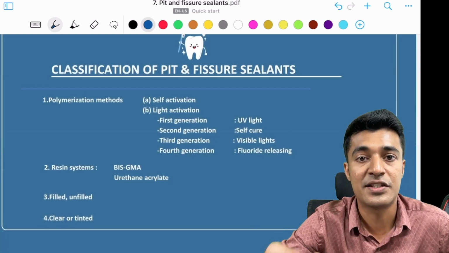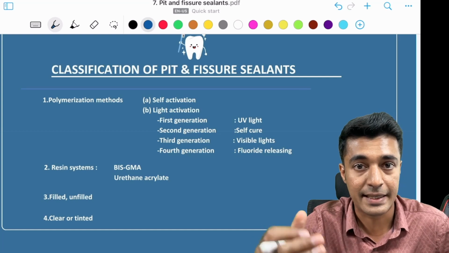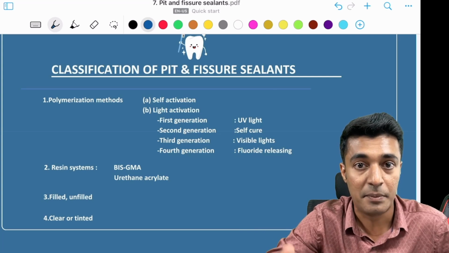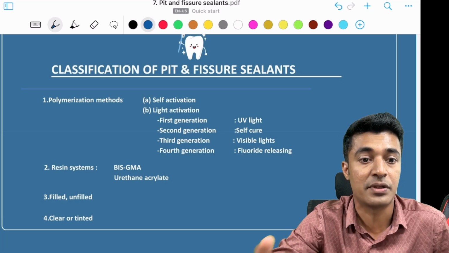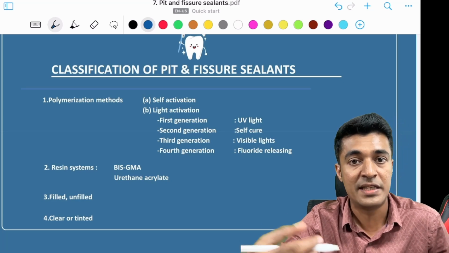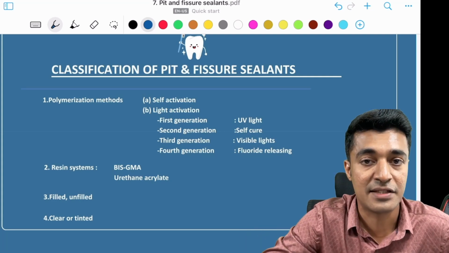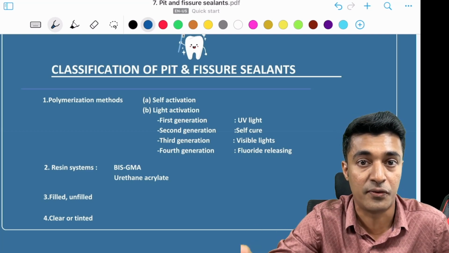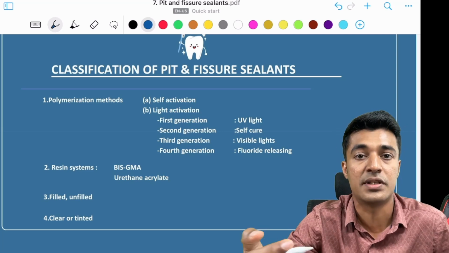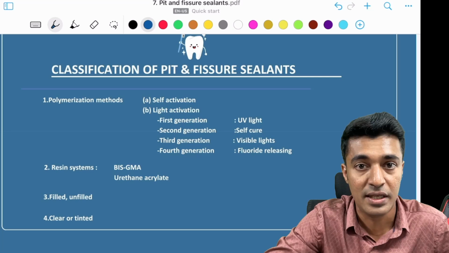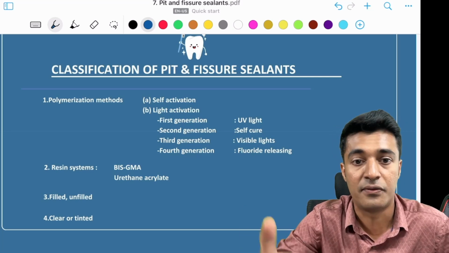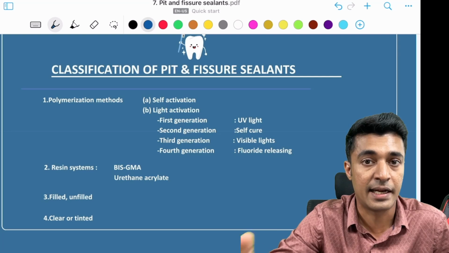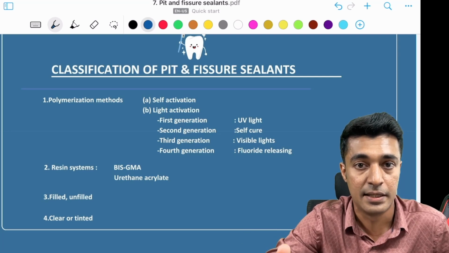So coming to the classification of pit and fissure sealants, they are classified based on the polymerization method, based on the resin system used, based on whether they are filled or unfilled, and based on the color they are clear or tinted. Based on the polymerization method, they are again classified into self-activated and light-activated. The light-activated is again subclassified into four generations. The first generation uses UV light, the second generation is self-cured, the third generation uses visible light, the fourth generation uses fluoride releasing. Based on the resin system, they are either BIS-GMA or urethane acrylate based systems.